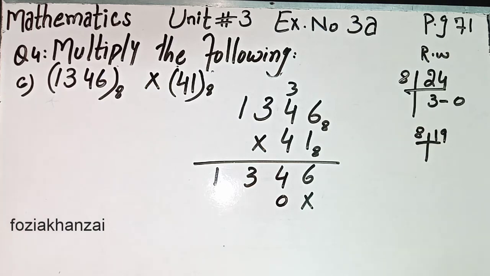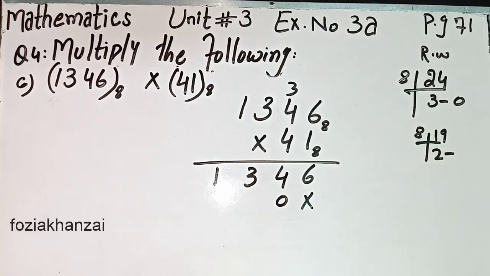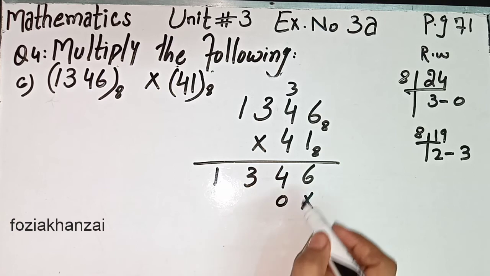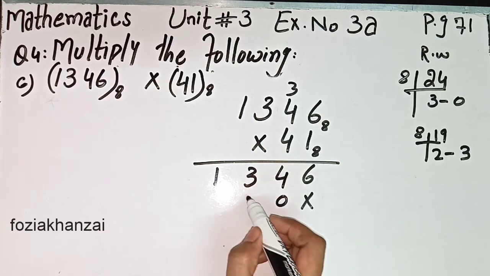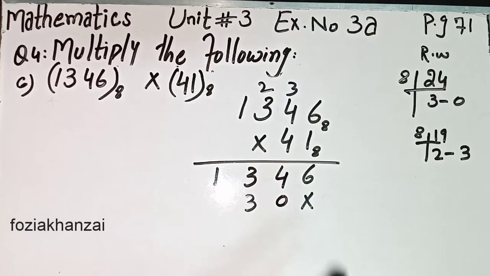8 1s are 8, 8 2s are 16, 8 3s are 24. 24 is a bigger number, so 8 1s are 8, 8 2s are 16. I take 8 2s are 16, 17, 18, 19. 3 is left, so 23. Correct? 3, 2 carry. Correct this step.